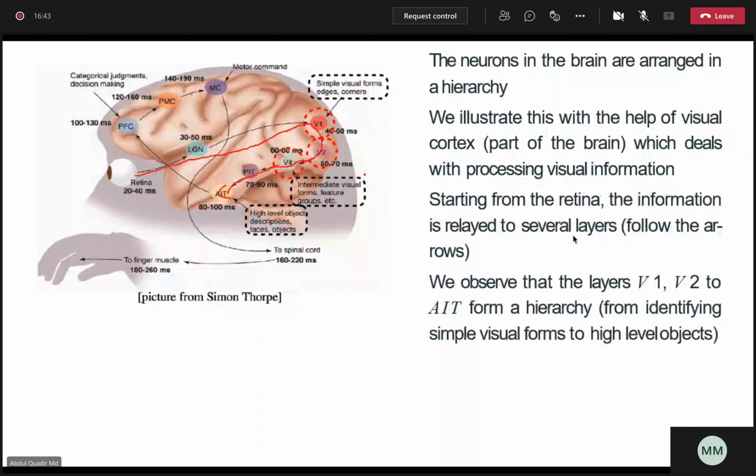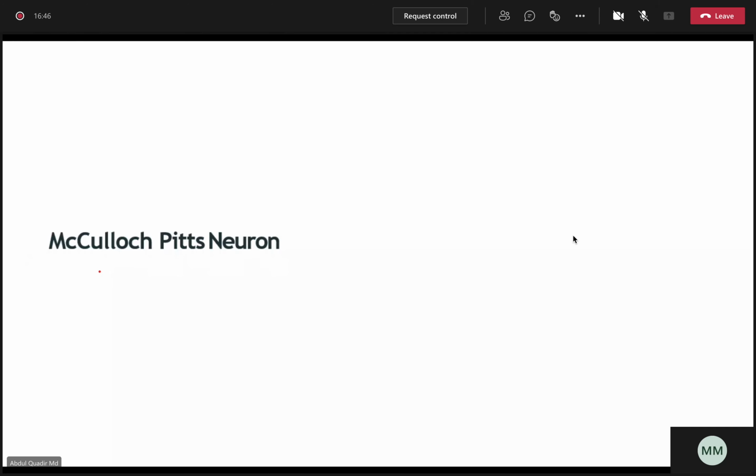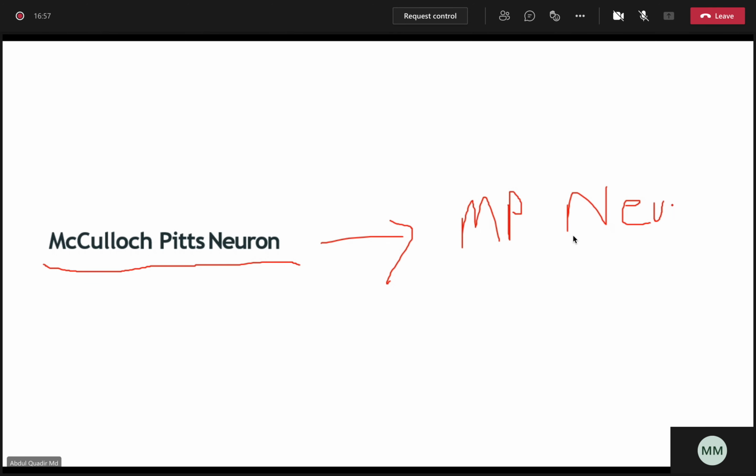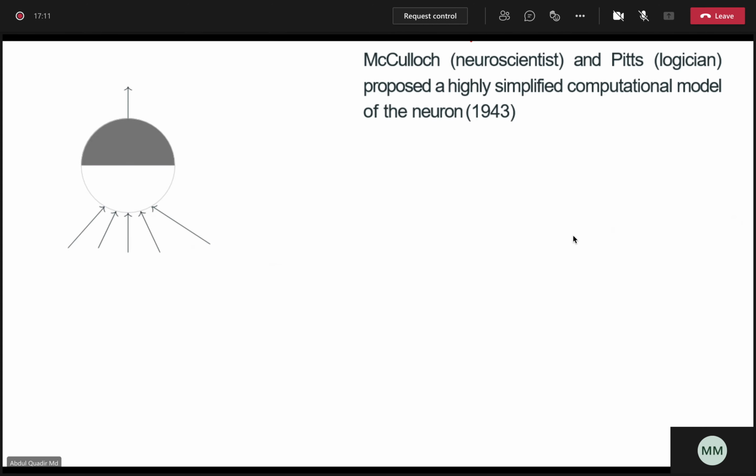Now students, we will move on to a concept called the McCulloch-Pitts neuron, which is otherwise called MP neurons. McCulloch, a neuroscientist, and Pitts, a logician, proposed a highly simplified computational model of the neuron. So what did they do?